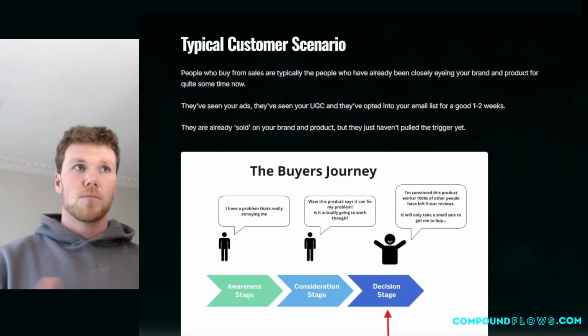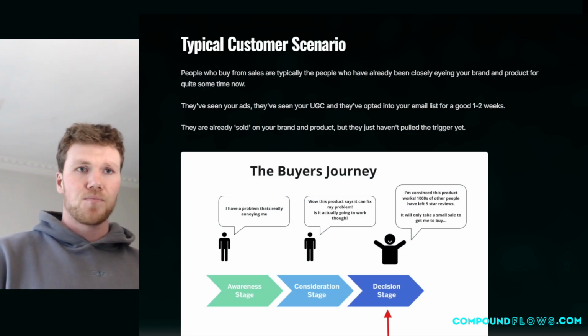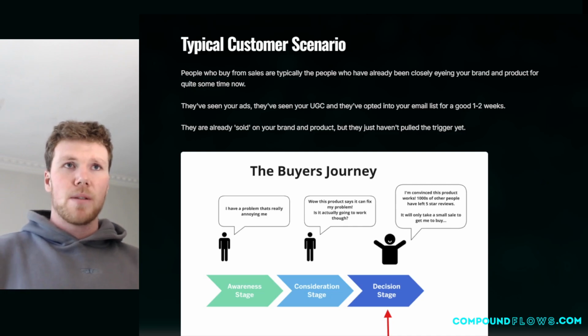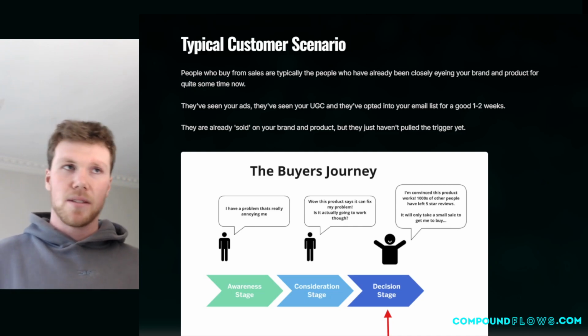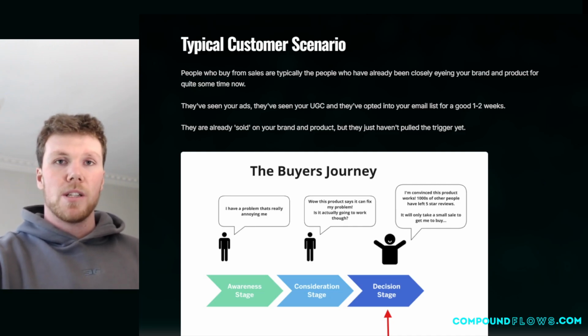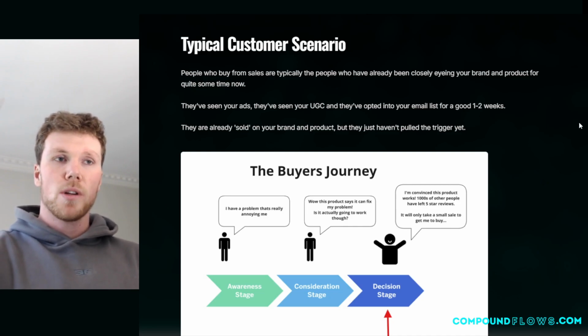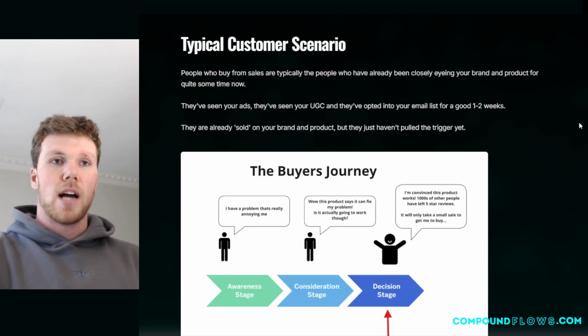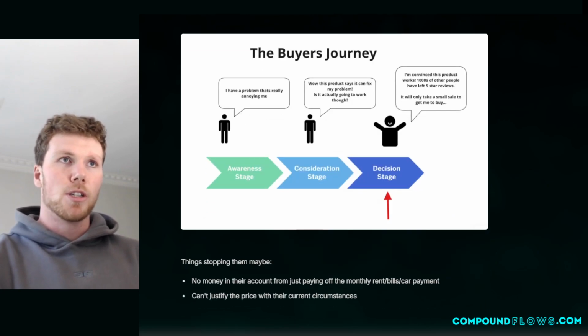So going over the customer journey first, typical customer scenario. People who buy from sales are typically people who have already been looking at your brand for quite some time now. They've seen your ads, seen your UGC, they've seen your content, and they've probably opted into your email list already. And they're pretty sold on your idea, your product. They just haven't actually pulled the trigger yet and made that purchase.